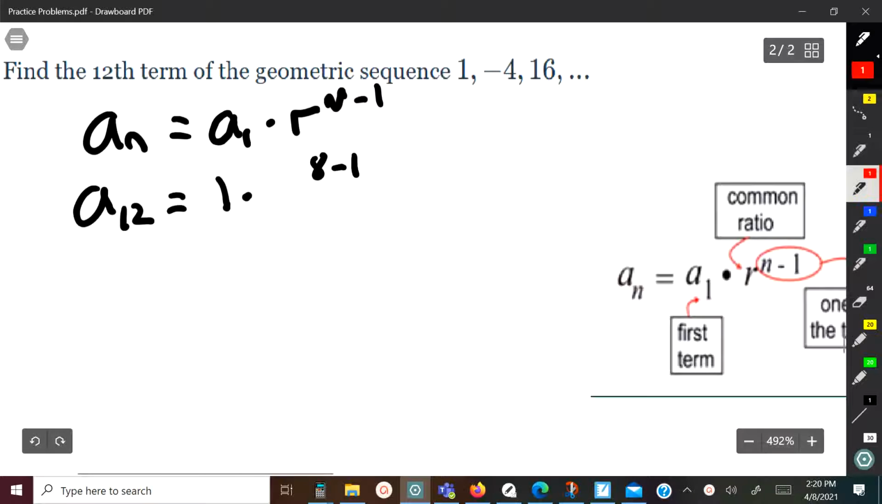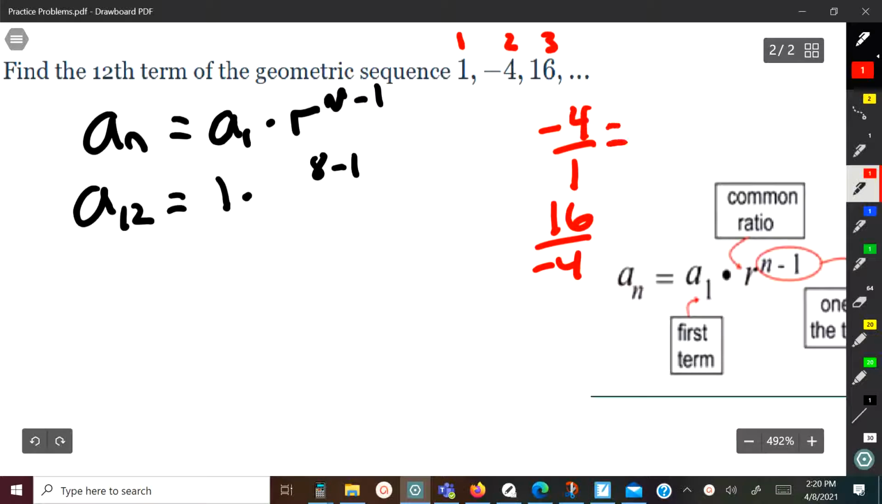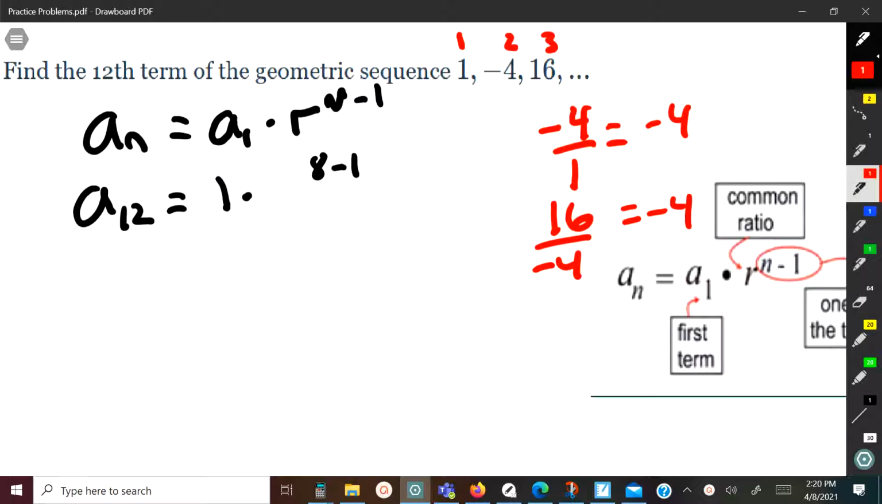To find that common ratio, we just take the second term, which is negative 4, divided by the first term. Negative 4 divided by 1. And for good measure, you could do the third divided by the second: 16 divided by negative 4. When you do that, you get negative 4. So the common ratio is negative 4.